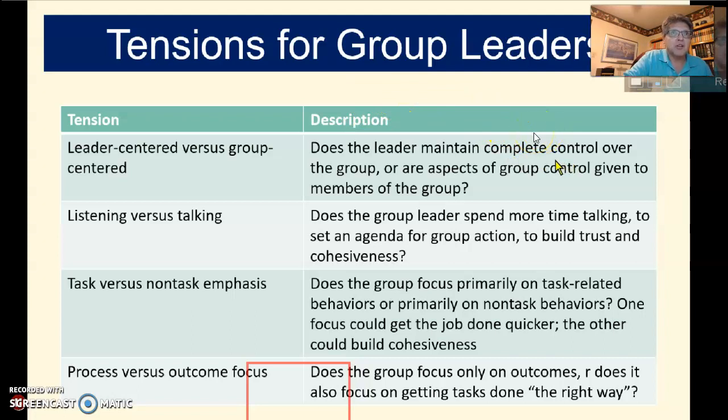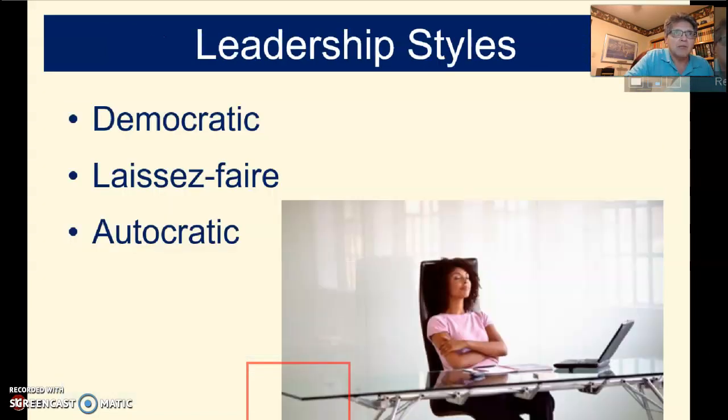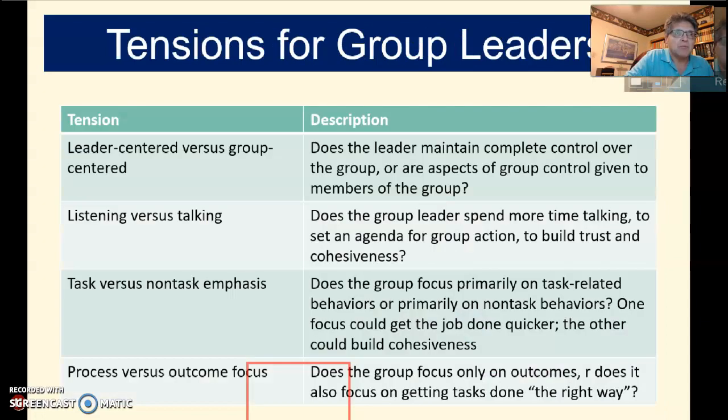And you'll notice under tensions of leadership, group leaders, those very same tensions we talked about in persuasion, the temper of values, attitudes, policies are some of the tensions of group leaders.